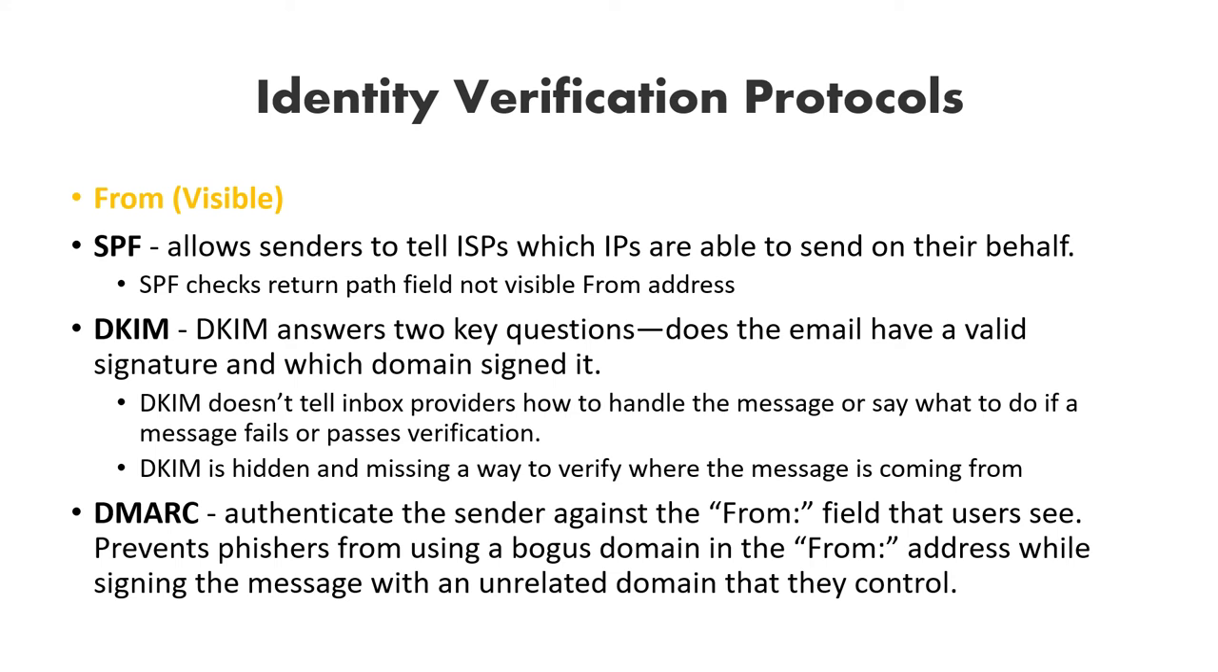Then they came up with all these other terms here, and I'm just going to briefly go over them. Don't worry, we're going to deep dive into each one of these a little bit later. The first one that came out is SPF, and basically it allows senders to tell the ISPs which IPs are able to send on their behalf. What it does is check the return path field, not the visible from address, so the reply-to address, and checks to make sure that whoever sent that email is allowed to send from your support@whatever.com.